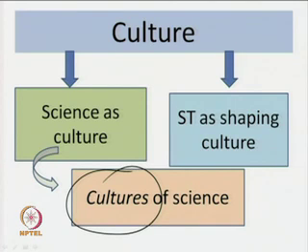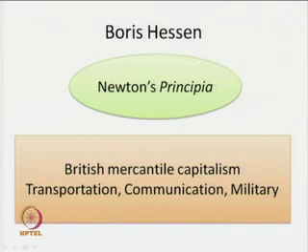So, now you are aware that if you are asked what the key aspects taken up in a cultural studies understanding of science are, we would say these are: science as culture, science and technology as shaping culture, and the cultures that are established by scientific practices. Fine. As I said a while ago, we will look at an example of how science impacts culture, how science is socially determined, how it is culturally specific.